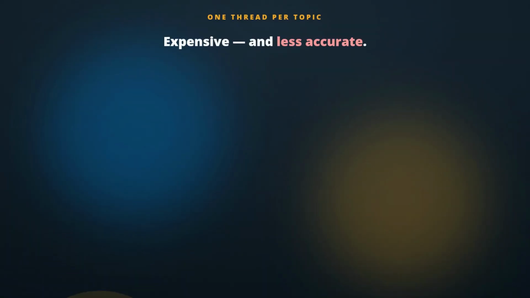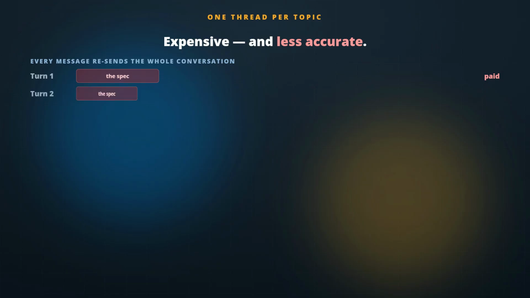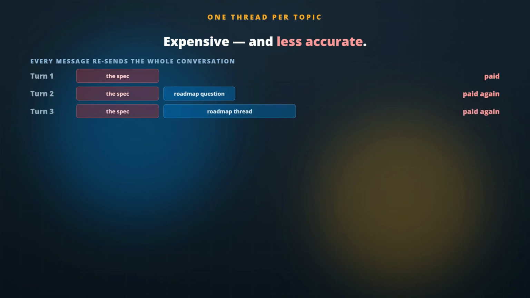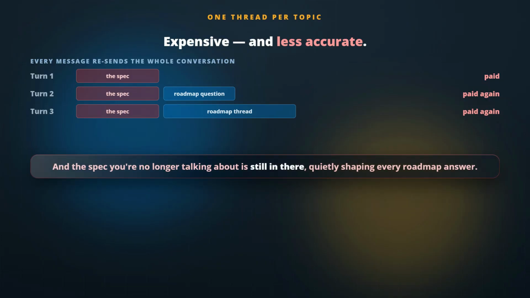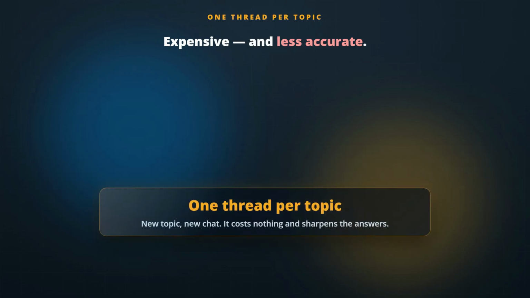Here's the mechanism, and it's the only technical thing in this video. Every time you send a message, the entire conversation goes back to the model. So, a long off-topic thread is something you pay for on every single turn, not once. And that spec you're no longer talking about is still sitting there, quietly influencing every answer about the roadmap. So, one thread per topic. New topic, new chat. It costs you nothing and it makes the answers sharper.